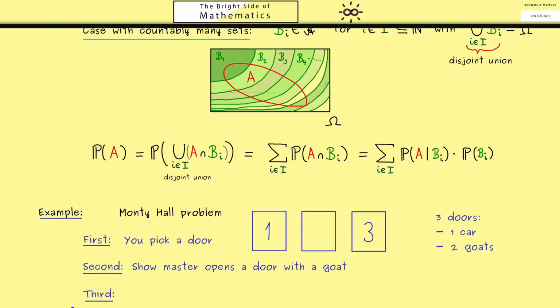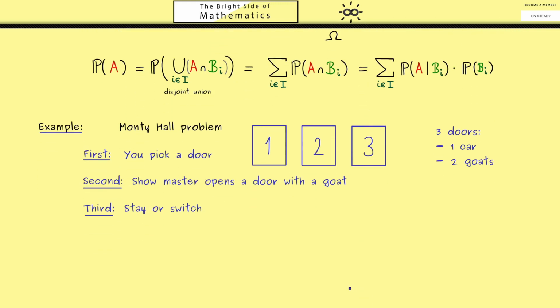And then in the last step you have to do your final pick. So you can either keep the original door or you can switch. And now I can already tell you, switching has the higher probability for getting the car. Therefore, if you want the goat, you should stay at the original door. However, no matter what you want, we can calculate the probabilities now.